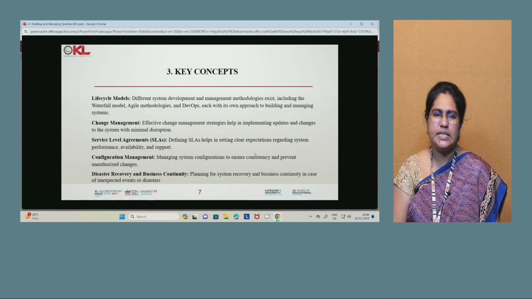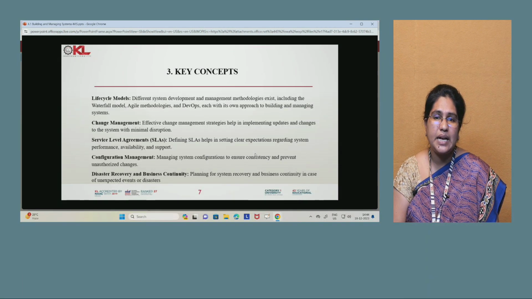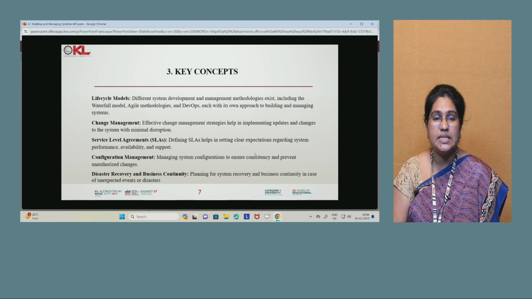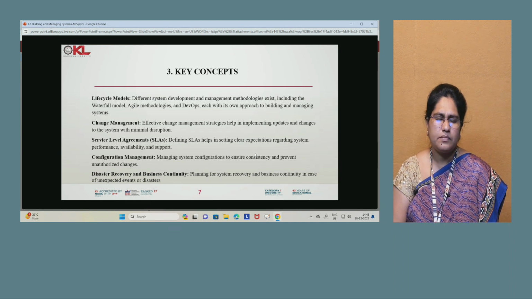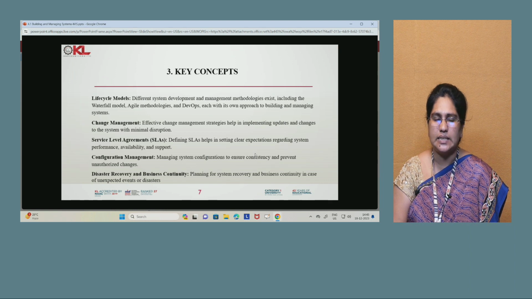Effective change management strategies help to implement updates and changes with minimal disruption. What are service level agreements? They help in setting clear expectations regarding system performance, system availability, and support. Next, we will discuss configuration management. It means managing the system configuration to ensure consistency and prevent unauthorized changes.